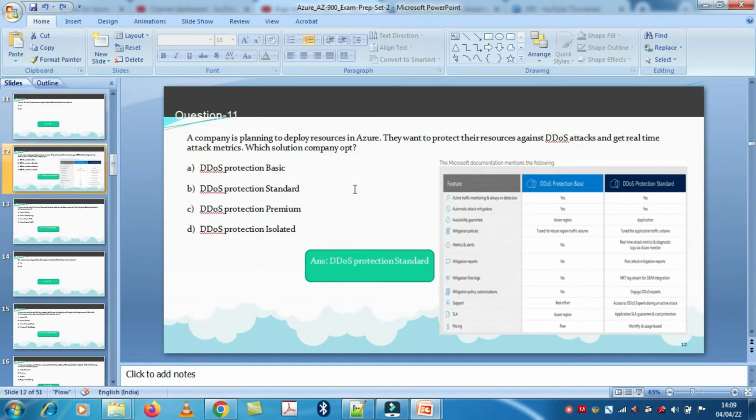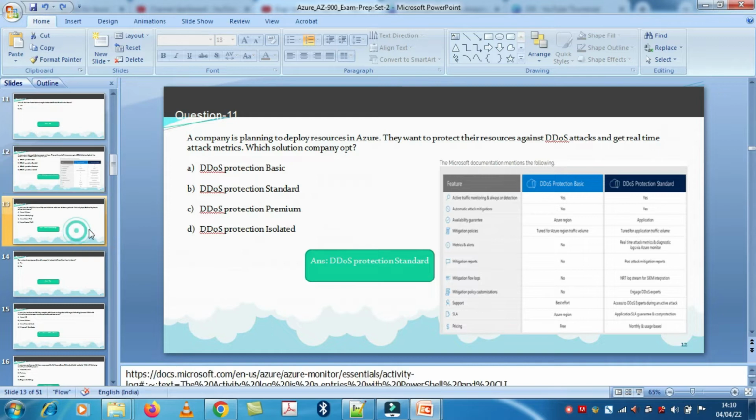It is something you need to choose from DDoS only. This is a protection plan, a subscription plan, I can say, that is the Standard plan, because the Developer plan you cannot take. It doesn't have that feature, as it is free of cost. So you need to go with the Standard plan only. With that you can get the real-time attack metrics, guys. So it is DDoS Protection Standard. Are you getting my point, guys?